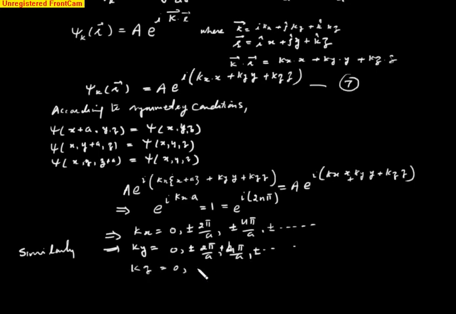kz will also be in the same form. You can write 2π over a, 4π over a. All these are plus minus, so these plus minus values will go on. So ultimately what we can write is that each value will be equal to 2nπ over a. So all these values in terms of plus minus. So ultimately when kx, ky, kz have the value of 2nπ over a, then these symmetry conditions will be satisfied.